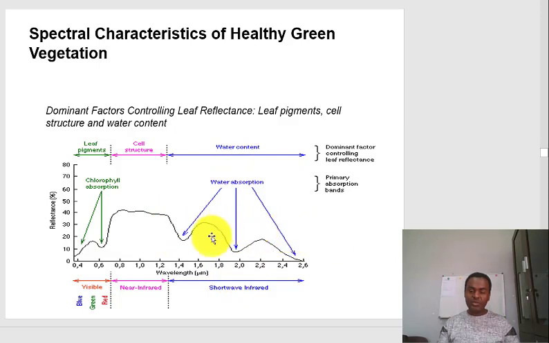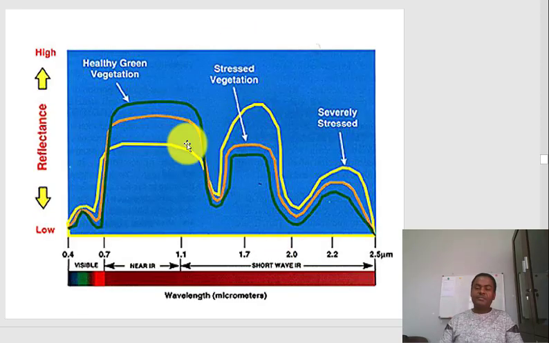If the leaf has too much water content, you will see a lower reflected signal. Okay? This is very important in identification of stressed vegetation versus healthy vegetation. Now, look at the spectral reflectance characteristics of healthy, stressed, and severely stressed vegetation. When the leaf is stressed, the leaf can easily be dried. If the leaf is dry, this portion of the spectrum is controlled by the water content.